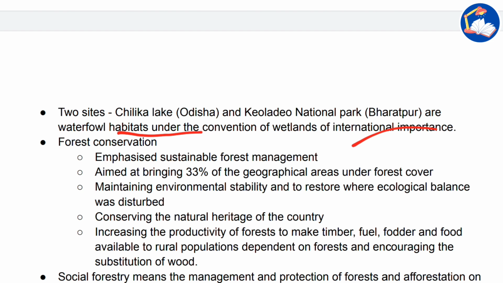And forest conservation emphasizes sustainable forest management aimed at bringing 33% of geographical areas under forest cover, maintaining environmental stability, and to restore where ecological balance was disturbed, conserving the natural heritage of the country, increasing the productivity of forest, and to make timber, fuel, fodder, and food available to rural populations dependent on forest, and encouraging the substitution of wood.